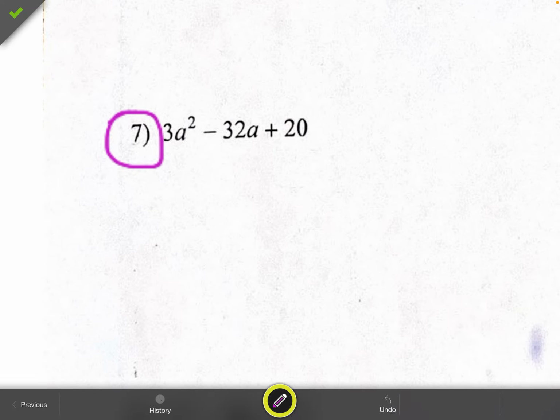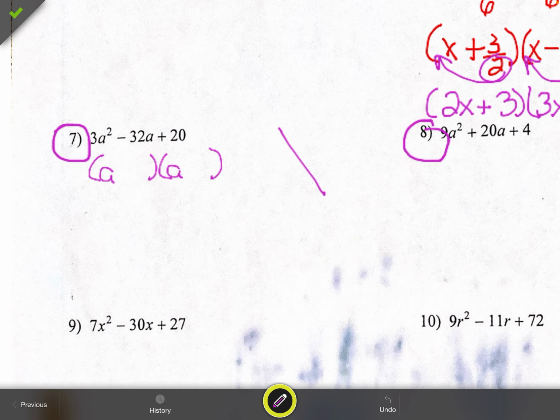All right, so number 7, set up my parentheses. Now I'm going to set up my x puzzle. Okay, because of that 3 in front, I got to slide it bloop, over here with the 20. 3 times 20 is 60. Okay, so factors of 60 that add up to negative 32.